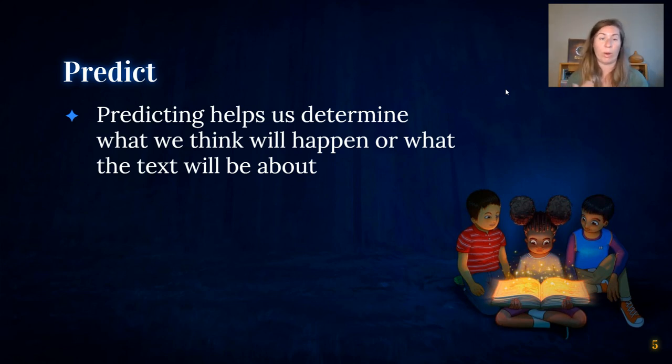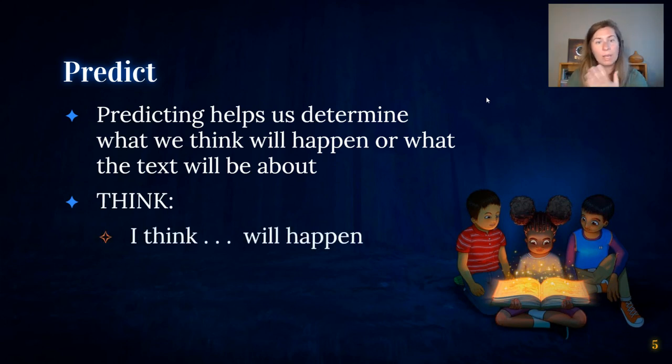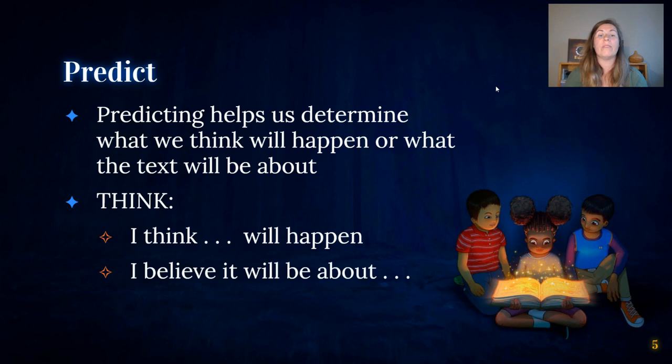So if we're reading a story or reading a news article, try to predict what will happen or what it's going to be about. It engages our mind before we start reading. And so the chapter titles, the news article title, or the pictures we're even seeing can give us hints about what's going to happen next. Some sentence starters for prediction are, I think blank will happen, or I believe it will be about, this story will be about, or this news article will be about. So make a prediction.